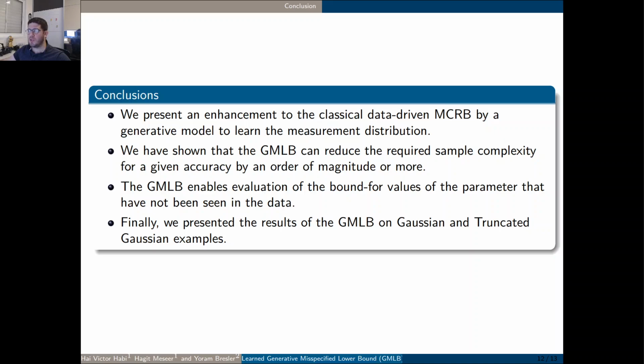We have introduced an enhancement to the classical data-driven MCRB called GMLB. GMLB enables the reduction of sample complexity and evaluation of the bound for values of the parameter that are not present in the dataset. Finally, we presented results on two examples.